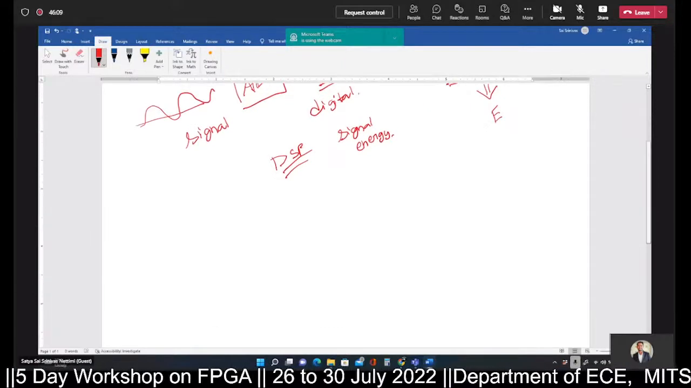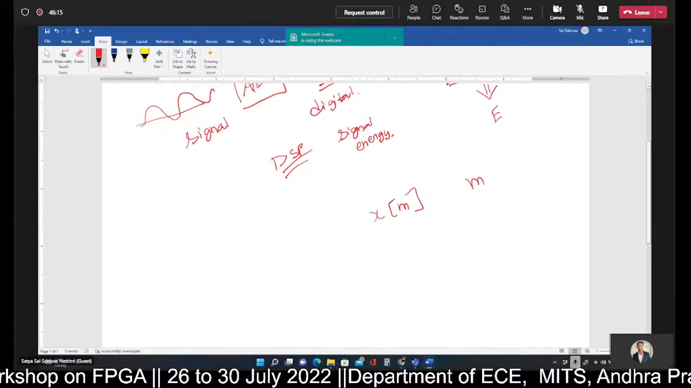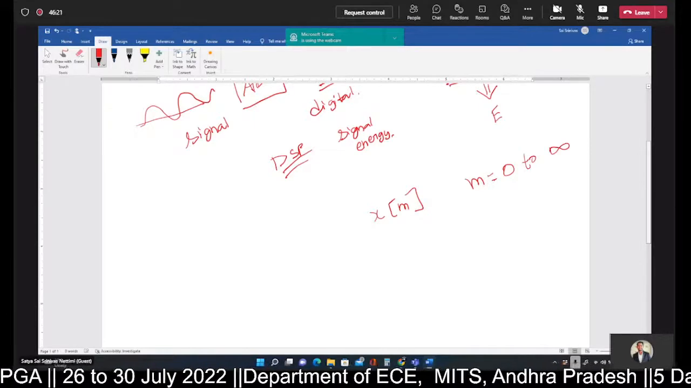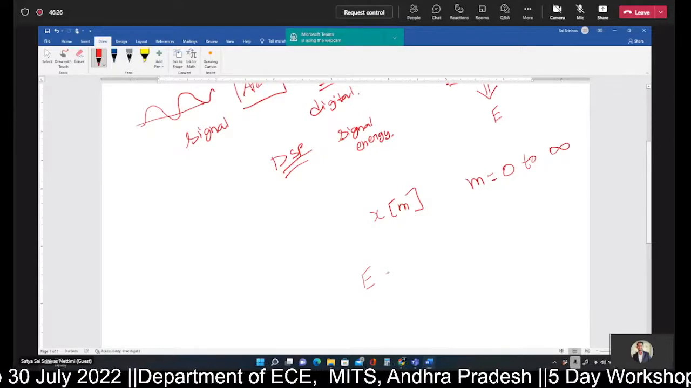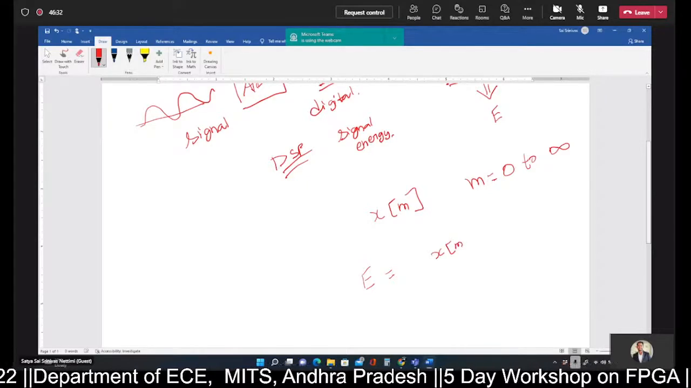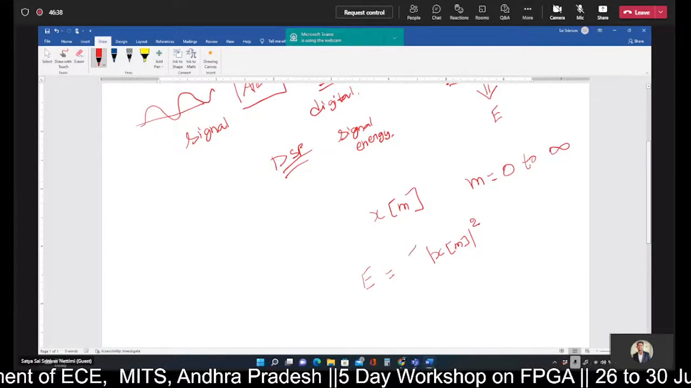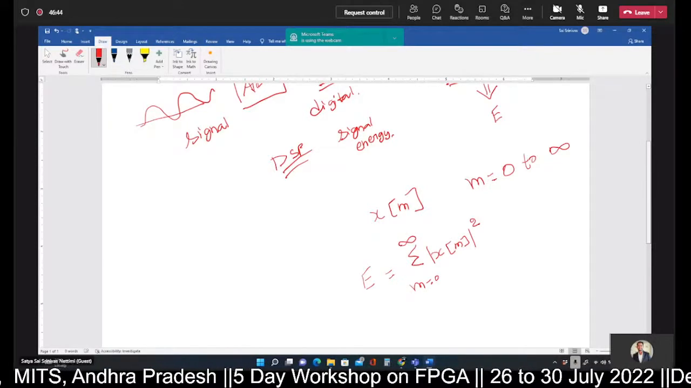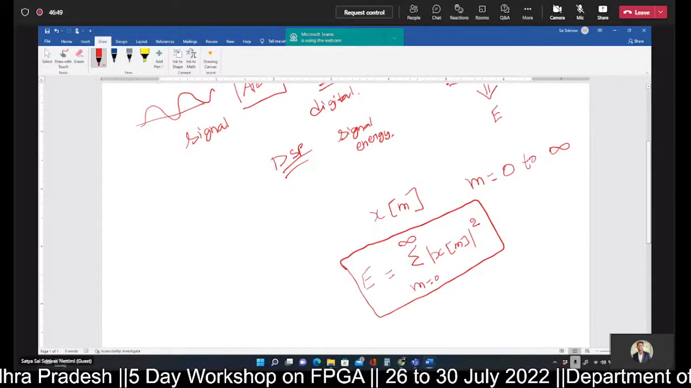If you take any discrete signal, say x of m, where m varies from 0 to infinity, how do you compute the energy? The energy is computed as the summation, m equals 0 to infinity, of modulus of x of m, whole squared. So this is the simple energy equation of a signal.